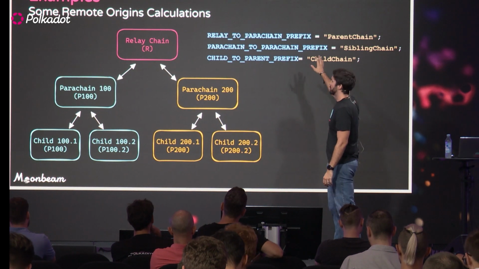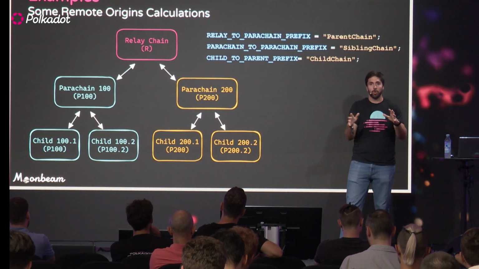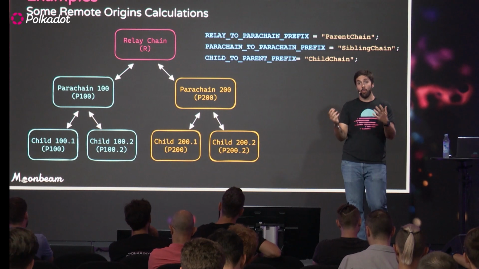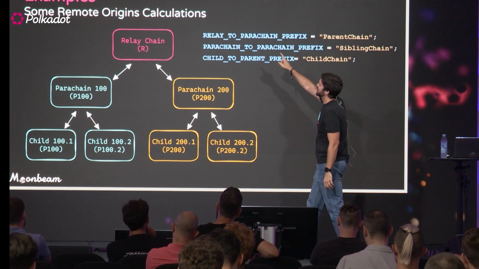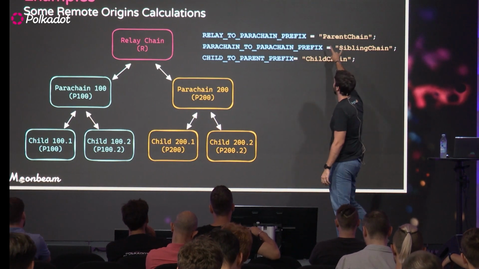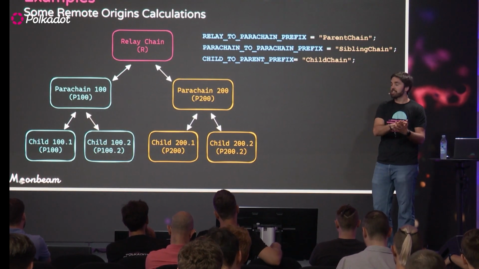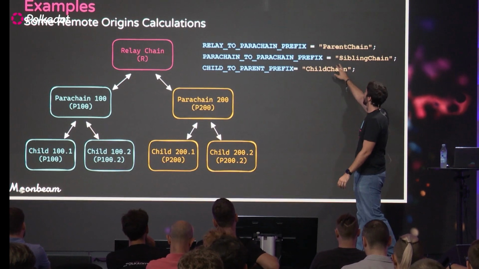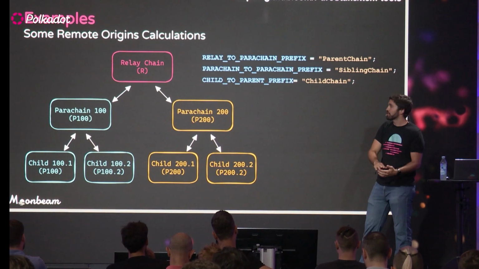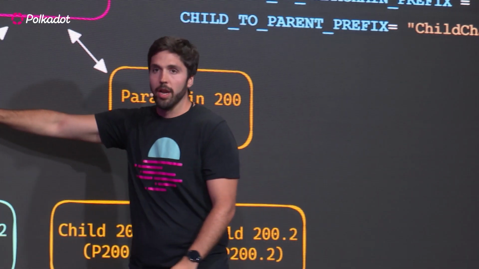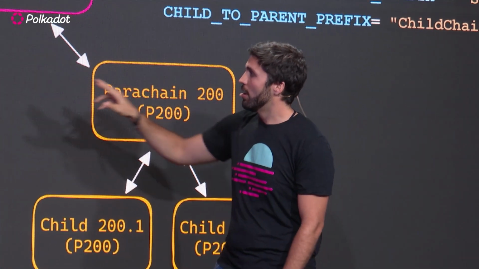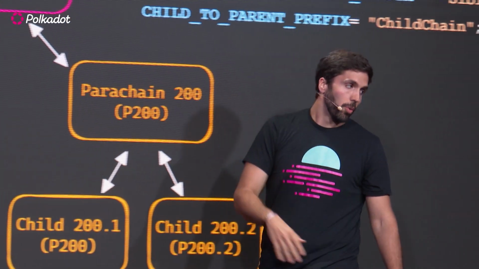is to use this prefix, right? So we're going to hash something. We're going to calculate the hash, but the hash of what? Depending on how the message is passed, if it's from the relay chain to a parachain, we're going to put this text inside the hash. If it's from a parachain to a parachain, we're going to put this text inside the hash. And if it's from a child parachain to a parent, we're going to use this text inside the hash. So basically, if the message is from here to here, it's one. If it's from here to here, it's the other. Or if it's from here to here, it's the other one.